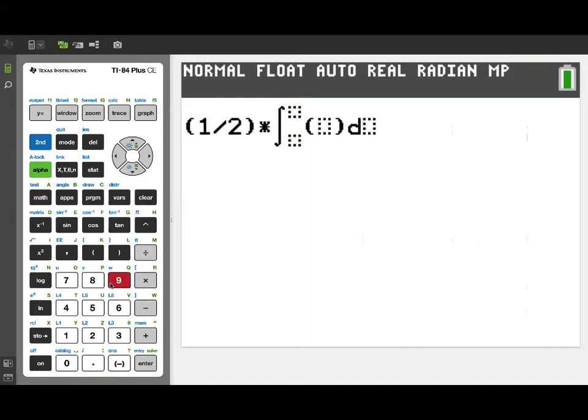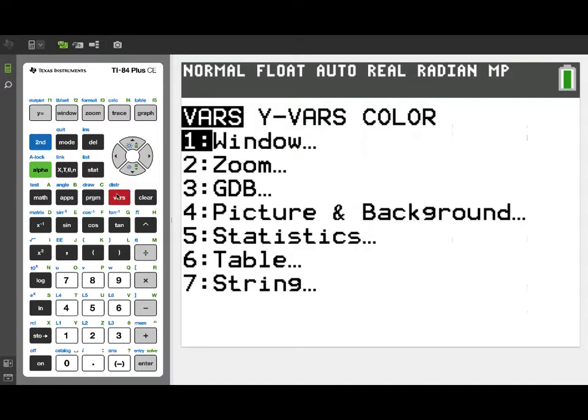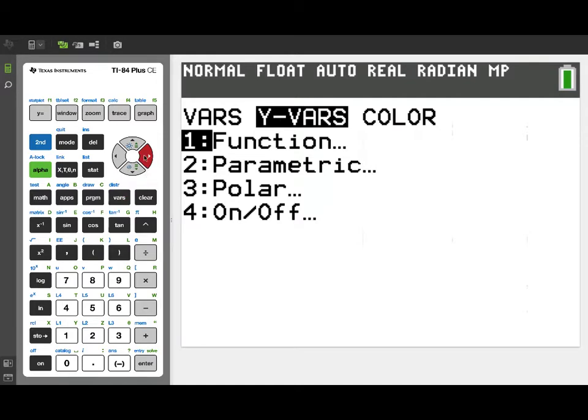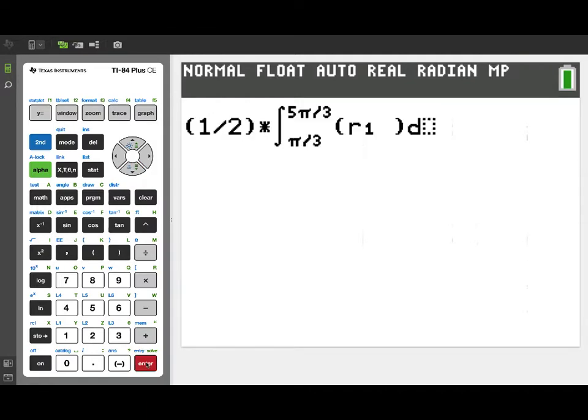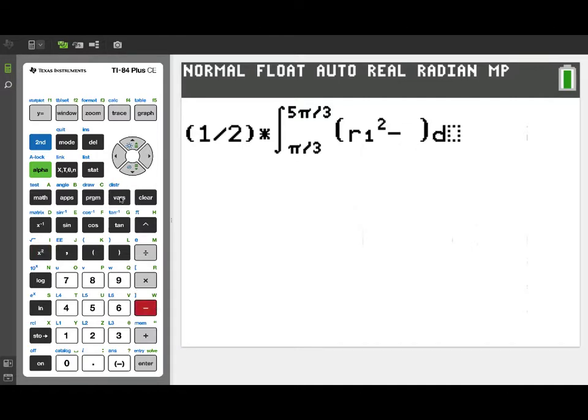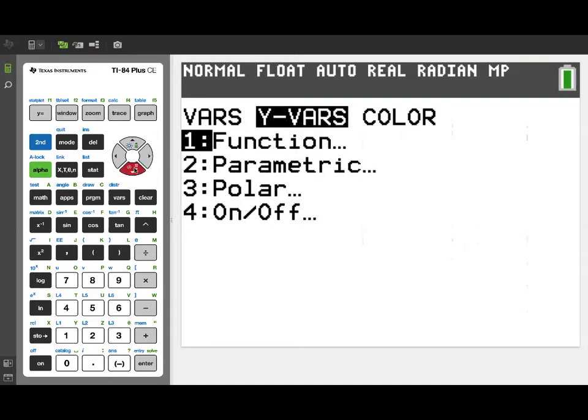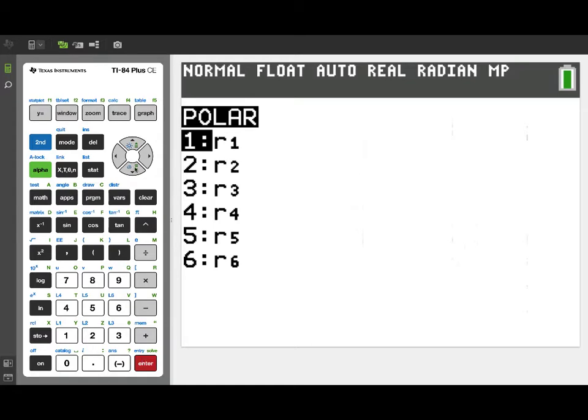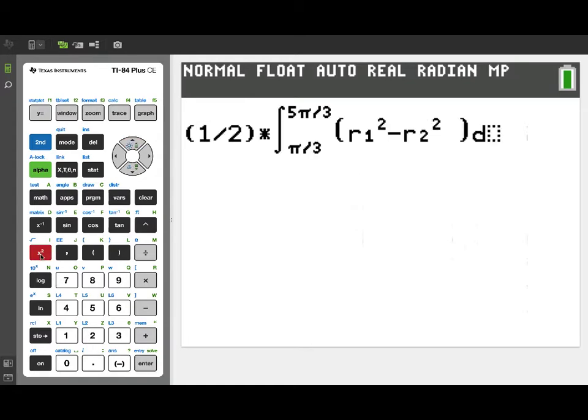And the intersection points were at pi over 3. That will be our lower limit of integration. And the second intersection point was 5 pi over 3. So we'll enter those. And our integrand will be the difference of the squares of the outer curve and the inner curve. So I'm going to retrieve the outer curve, which was R1, from the y variables polar menu. Okay, there's R1. And we will square that. And then we'll subtract the inner curve, which is R2. So I'll go back to the y variables menu, polar, to retrieve R2. And then we'll square that. And then, of course, we'll integrate with respect to theta.